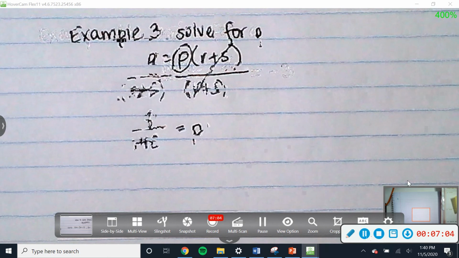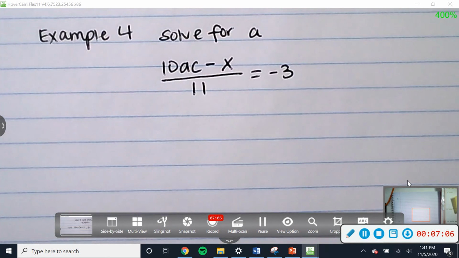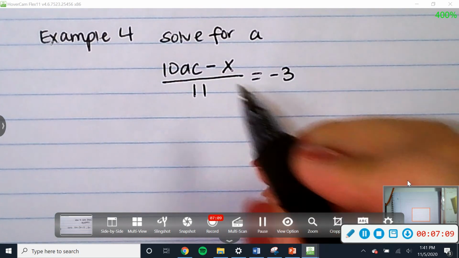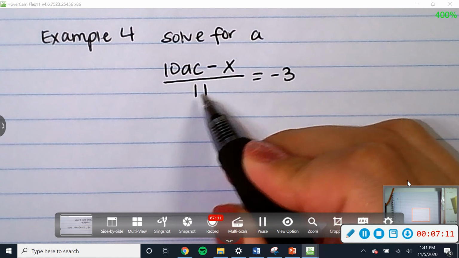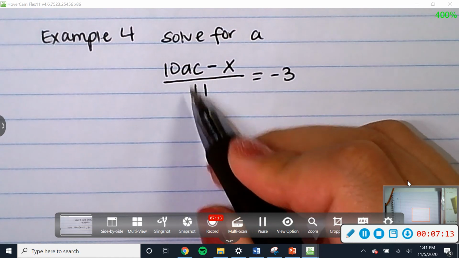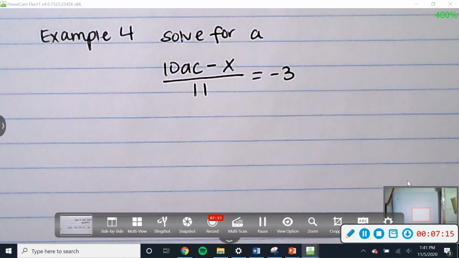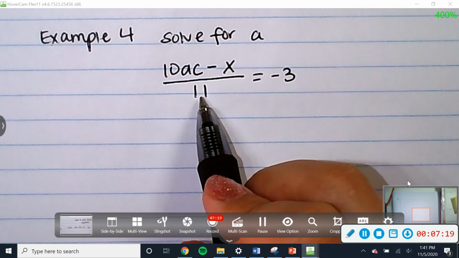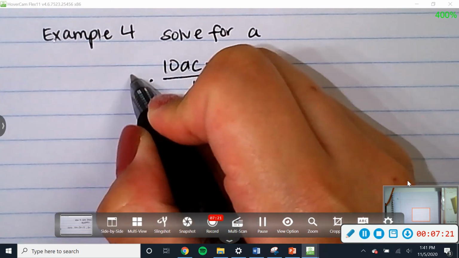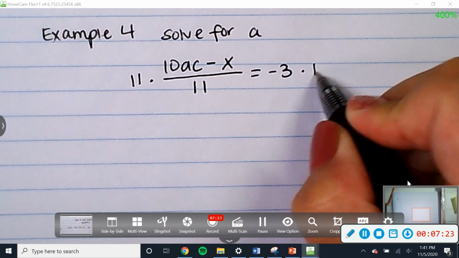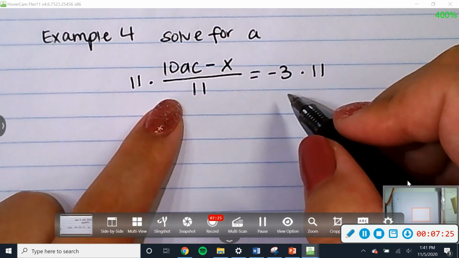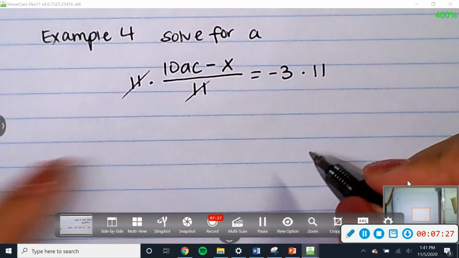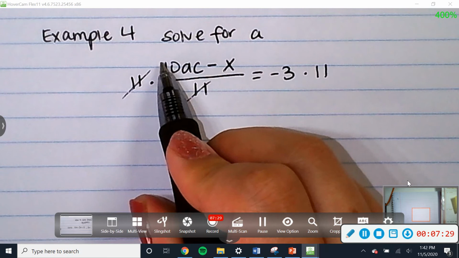Alright, our very last example, example 4. This problem looks a little bit different, but we've talked about before what to do when you have these denominators right here, when it's set up as a division problem. You always multiply whatever number is on the bottom on both sides. So multiplying 11 on both sides will allow us to get rid of this denominator over here. So I multiply 11 on both sides, I cancel it out, and you want to rewrite the entire numerator.